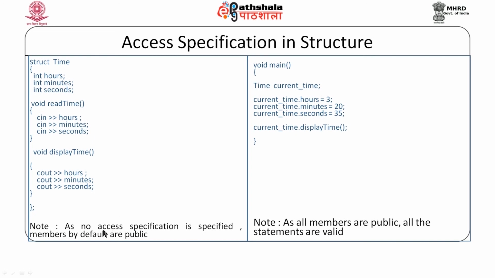Now, here since no access specification is specified, members by default are public. Since the members by default are public, in the main function also they are accessible, but to access them I would need a variable of the time structure. So, we have current time as an object of the time structure. Using this and the dot operator, we can access all of these members in the main function because all of these members are public members of the time structure.